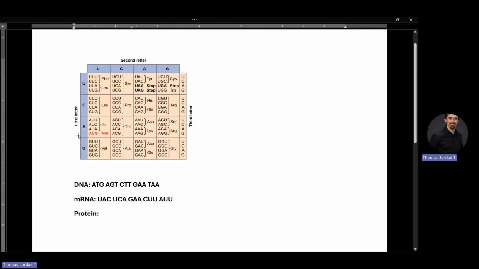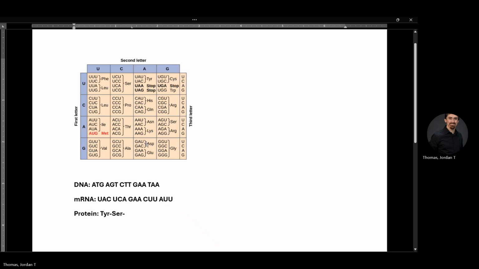Remember, first letter's on the left, second letter's on the top, and then we go down to find the codon. So we have UAC. U starts here, all the way down. We get to A, and we find UAC, which is TYR. The next one, UCA. U, find C, find A. That's SER, serine. Then we have GAA.